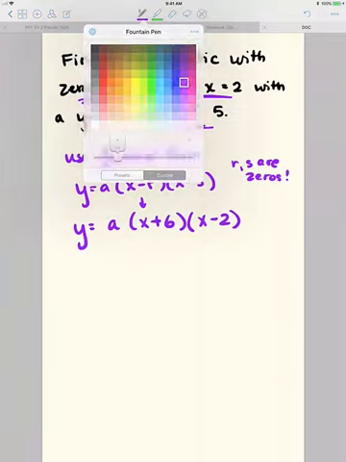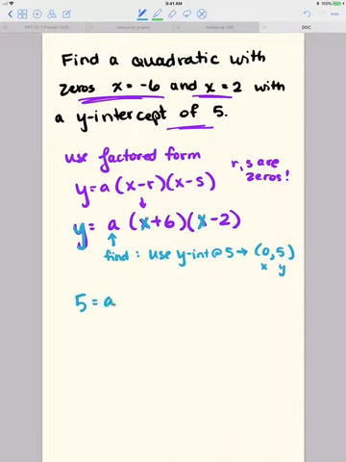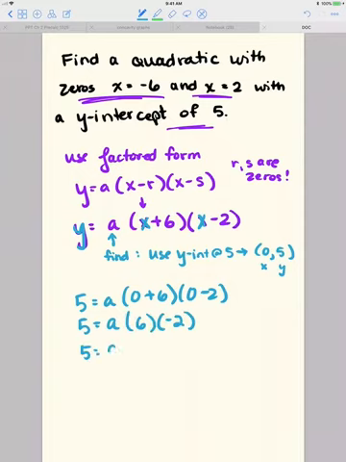Need to find our a value. So we'll take what we have and we'll use the fact that it has a y-intercept at 5, which again translates into the coordinate point 0, 5. So we'll use 0 for our x value, 5 for our y value, and we'll just plug those in for the y's and the x's in our factored form. So we get 5 equals a times 0 plus 6 times 0 minus 2, and that gives you 5 equals a times a 6 and a negative 2 multiplied, which is going to give you a negative 12. So you end up with an a value of negative 5/12.